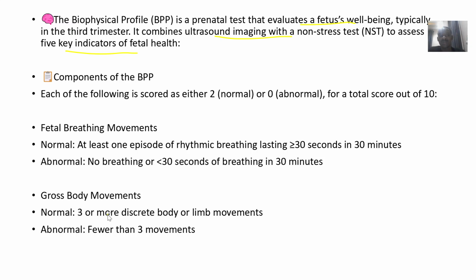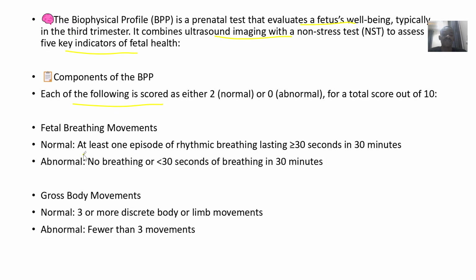So what are the components? What makes up a biophysical profile? Of course, we are saying a profile, it contains a lot of things. So the components of a biophysical profile are these. Each of the following is scored as either 2 if it is normal or 0 if it is abnormal. All right. So later on, if you add up everything, it should give you something between 0 to 10.